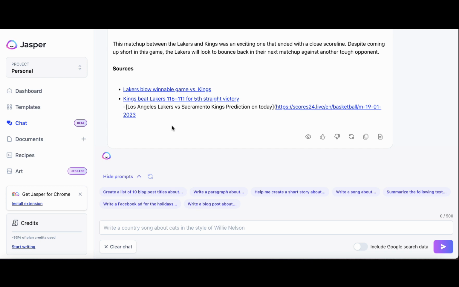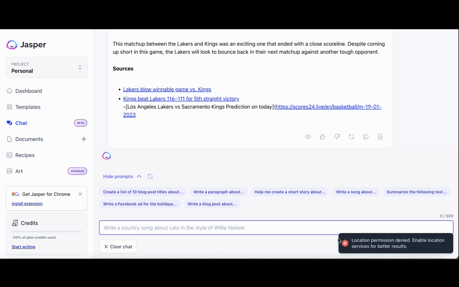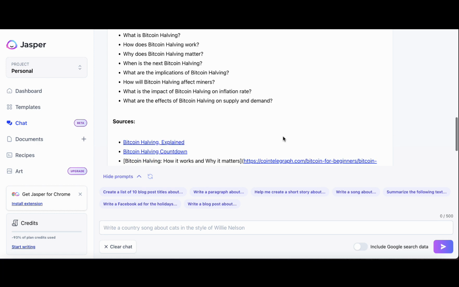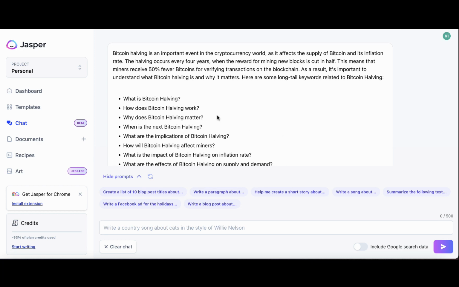And I actually tried something different, and I'm not sure if it's a valid way to use Jasper chat. What I tried was generate a list of long tail keywords about Bitcoin halving. And this is what Jasper chat generated.